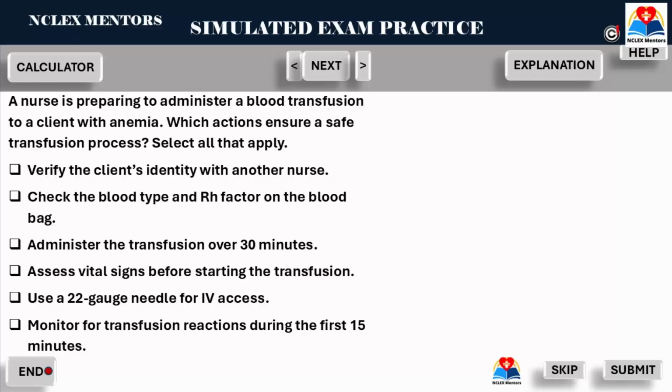Options. 1. Verify the client's identity with another nurse. 2. Check the blood type and RH factor on the blood bag. 3. Administer the transfusion over 30 minutes. 4. Assess vital signs before starting the transfusion. 5. Use a 22-gauge needle for IV access. 6. Monitor for transfusion reactions during the first 15 minutes. I'll give you a moment to go through these. Think about your clinical priorities. What keeps the patient safe? What prevents complications? Ready?